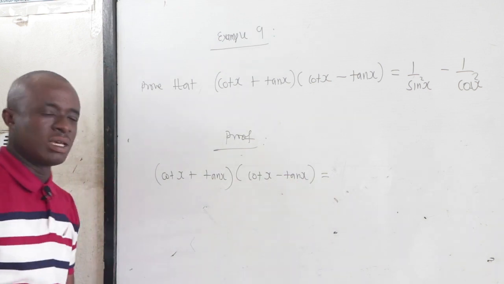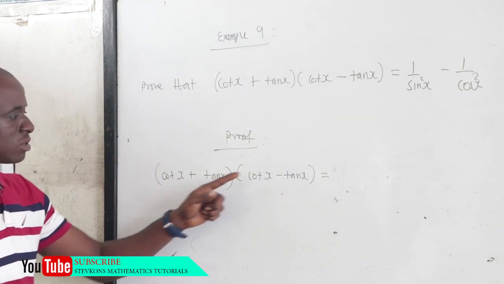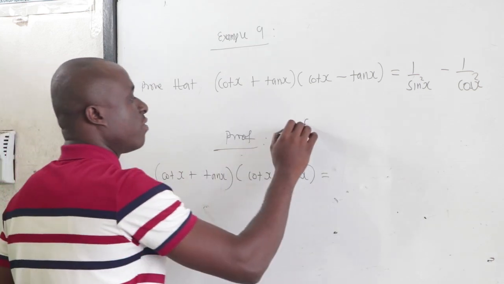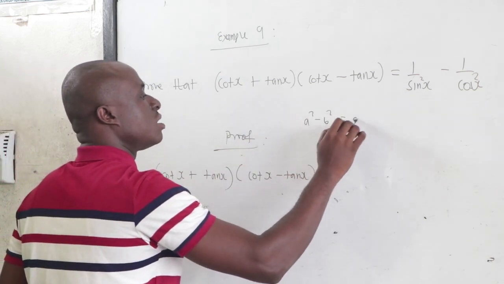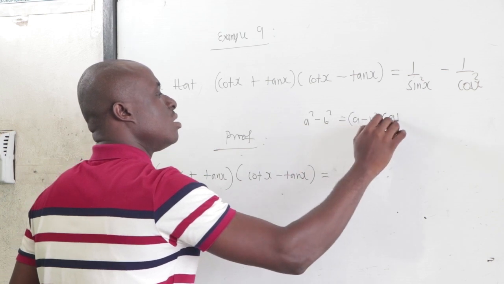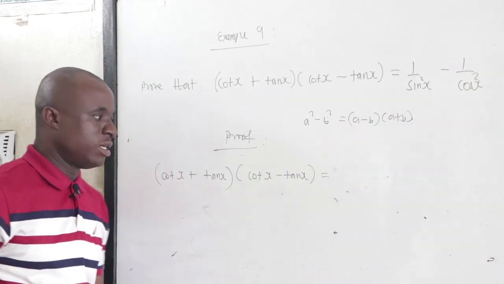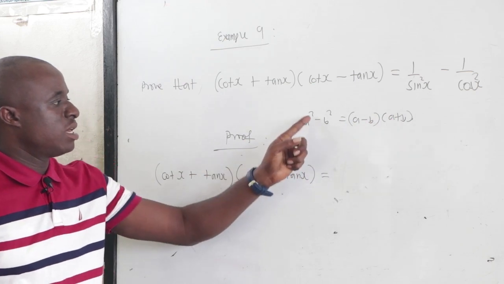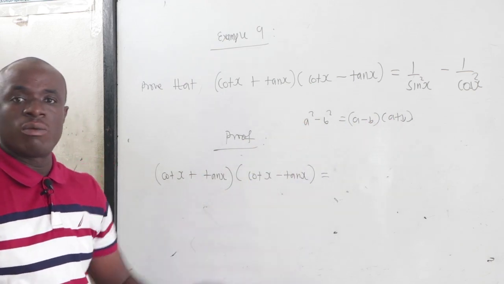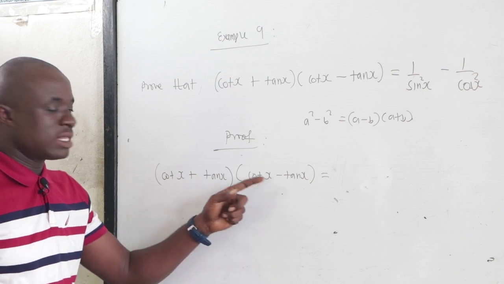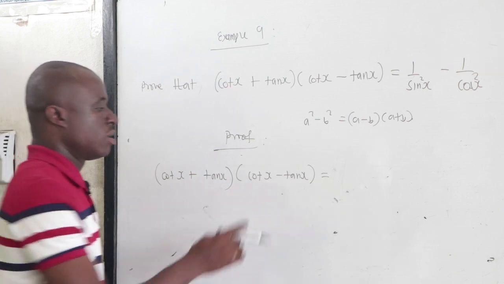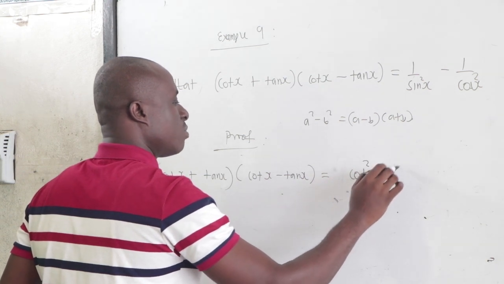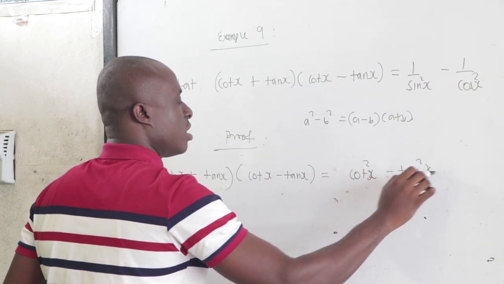Now what can we see here? We have cot x plus tan x, cot x minus tan x. This is the difference of two squares. We know that a square minus b square is a minus b times a plus b. So this is just equal to cot square x minus tan square x.